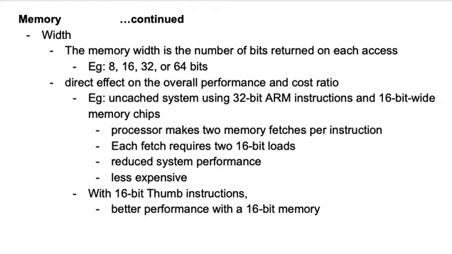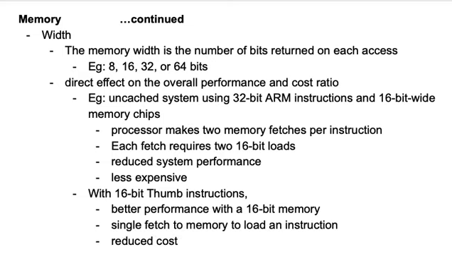The ARM architecture supports Thumb instructions, which are 16 bits. This gives better performance with a 16-bit memory as only a single fetch is needed to load an instruction. With reduced cost, the 16-bit Thumb instructions, ARM processor and 16-bit memory enable embedded systems which are economical.